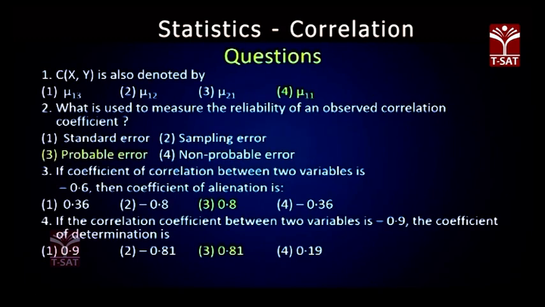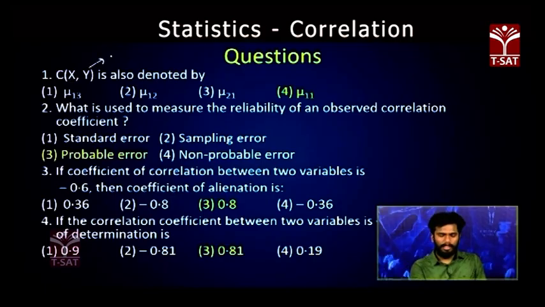We'll see a few example questions on this correlation topic. First question: the covariance of x, y is denoted by? It is also denoted by mu 11, which is the expectation of (x minus expectation of x) into (y minus expectation of y), which we can also write as 1 by n into summation of (x minus x bar) into (y minus y bar), that is nothing but mu 11.